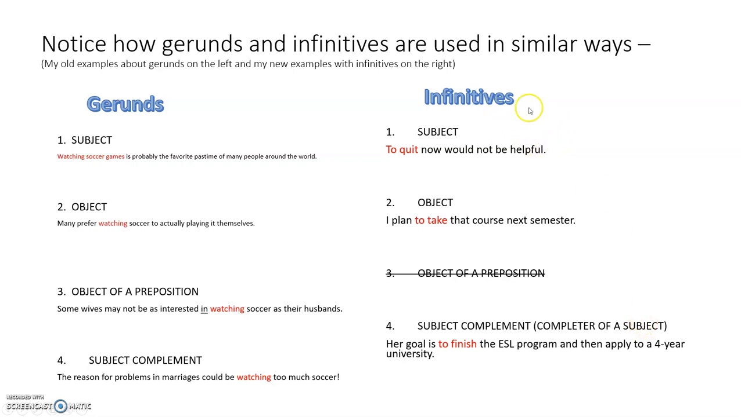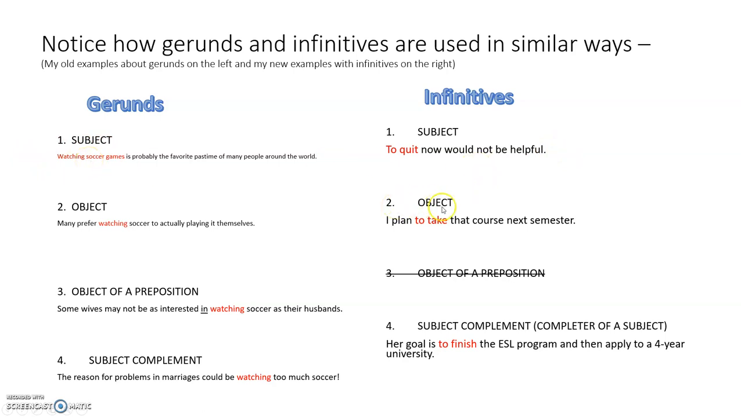So let's look at these first examples with infinitives. Here's a subject infinitive. To quit now would not be helpful. To quit is the subject. The verb is would not be. This is an easy way to use infinitives. I don't think it's very common. I think it's much more common to use a gerund as a subject.